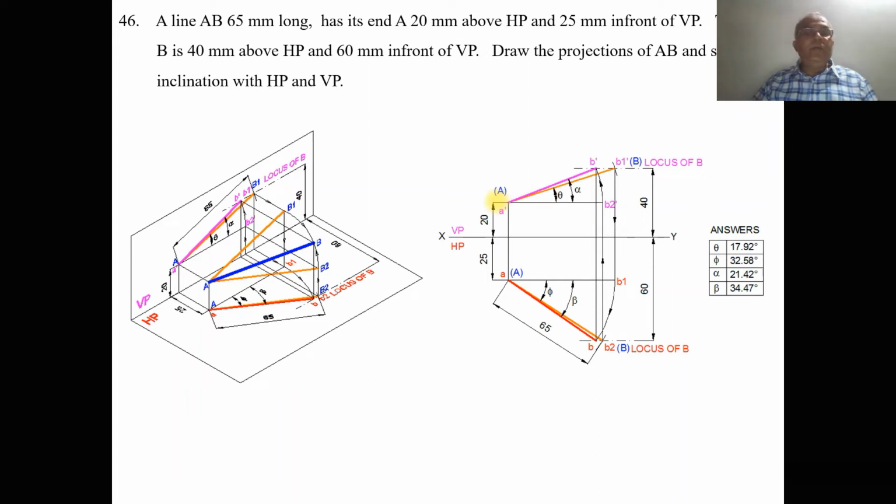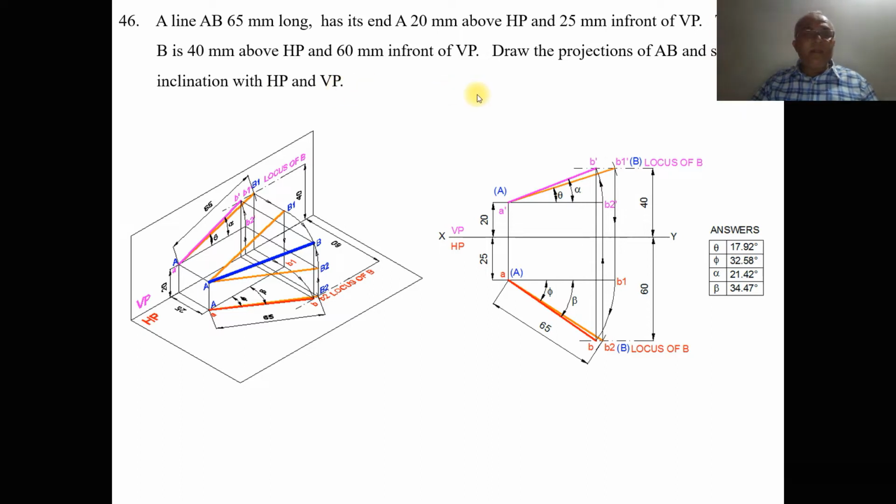Now, we will take up one more problem on projections of line, problem number 46. A line AB, 65 mm long, has its end A 20 mm above HP and 25 mm in front of VP. The end B is 40 mm above HP and 60 mm in front of VP. Draw the projections of AB and show its inclinations with HP and VP.